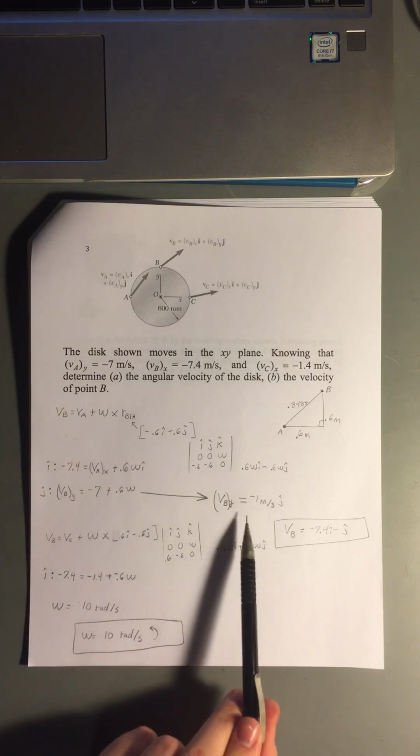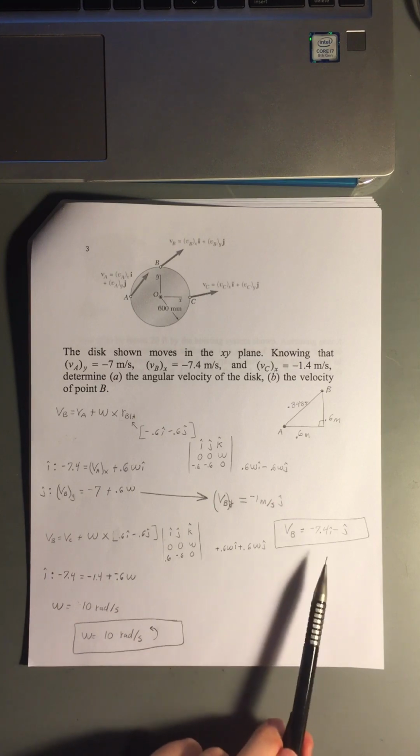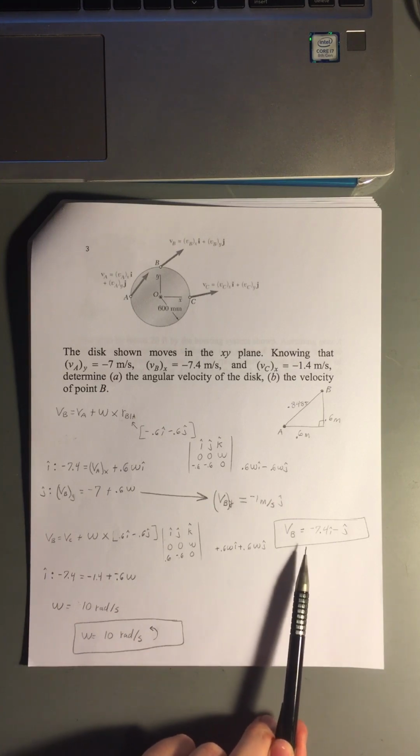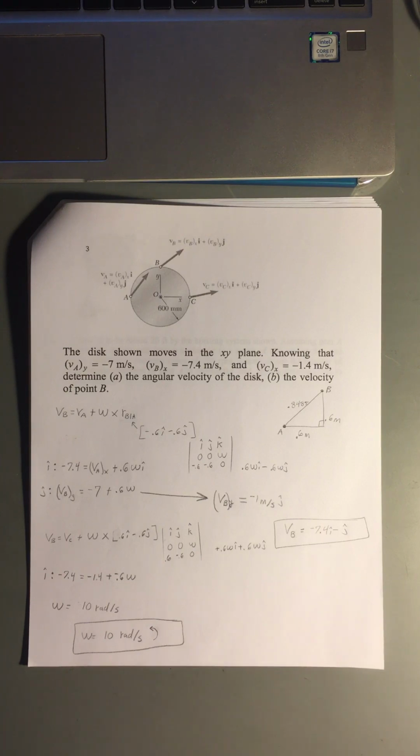And so that gives us a velocity of B_y of -1 meter per second j hat. And then we just combine that with the velocity that was given to us in the x to give us what the question was asking for. The velocity of point B is -7.4 i hat minus j hat.